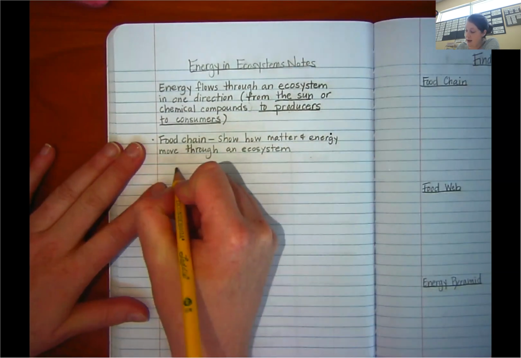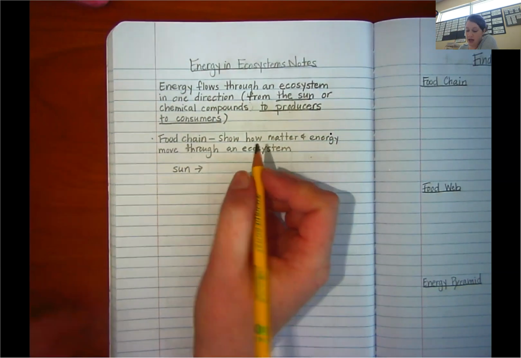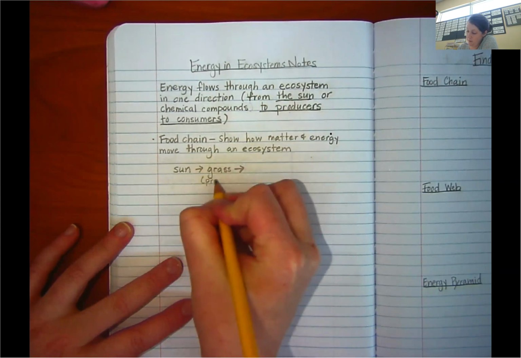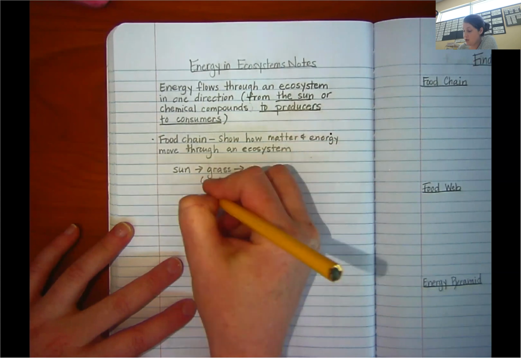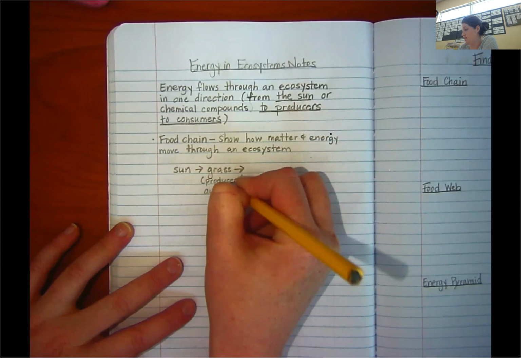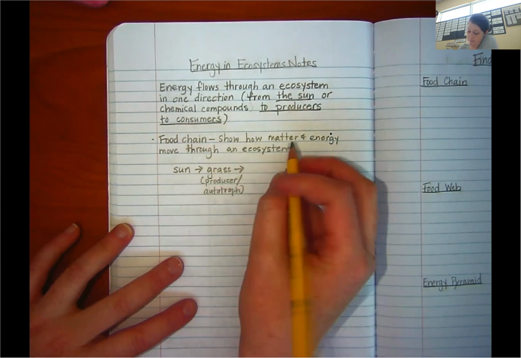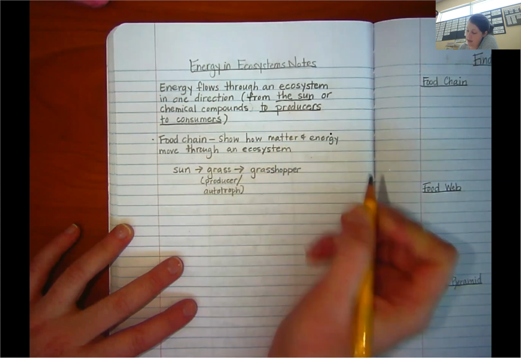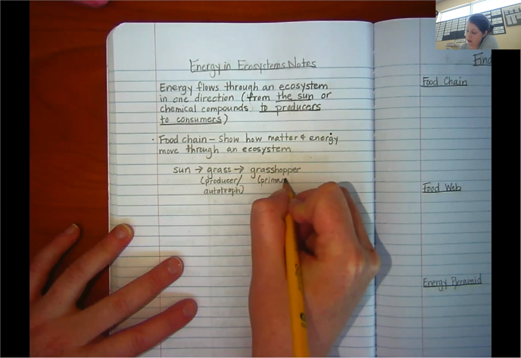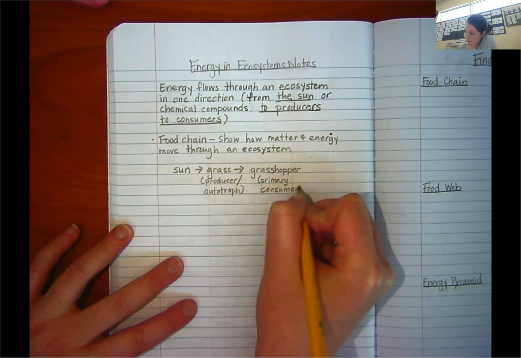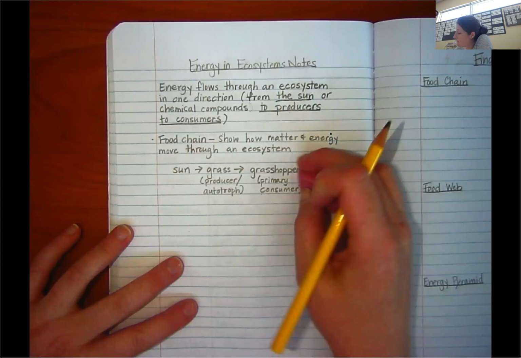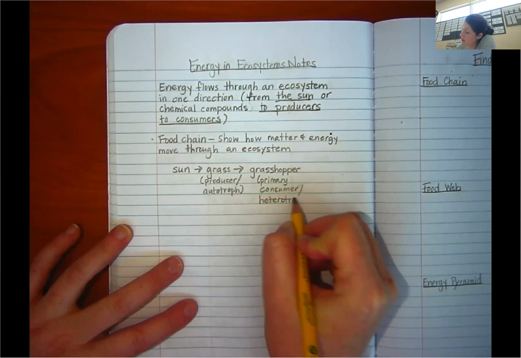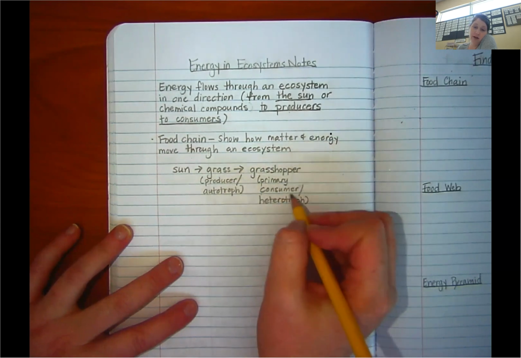So I could say sun provides energy and the grass grows, and that's a producer. Also called an autotroph. In other words, it magically makes its own food from the sun. So a producer and autotroph. Let's say then the grasshopper eats the grass. And that's what's called a primary consumer. Primary meaning like the first thing to consume the producer. And that's a heterotroph. All consumers are heterotrophs. They have to consume in order to have energy.